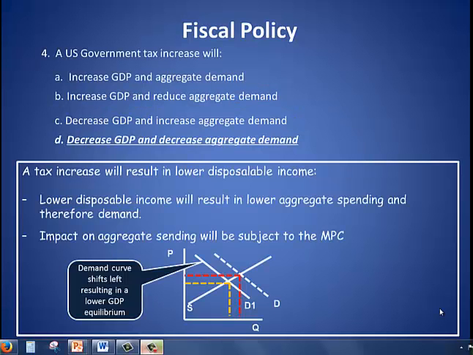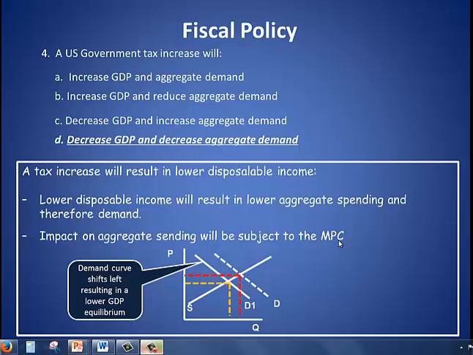Let's take a look at the answer to number 4. In this case, the answer is D. A U.S. government tax increase will, D, decrease GDP and decrease aggregate demand. So if we look at this, a tax increase will result in lower disposable income. Lower disposable income will result in lower aggregate spending and therefore demand. And also remember that the impact on aggregate spending will be subject to the marginal propensity to consume, the multiplier effect.